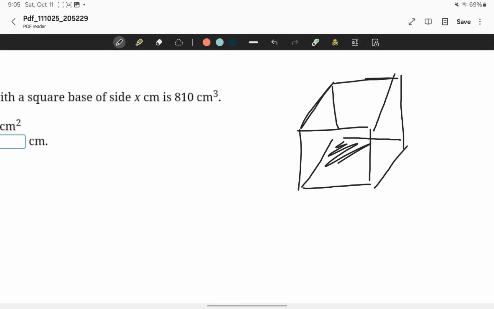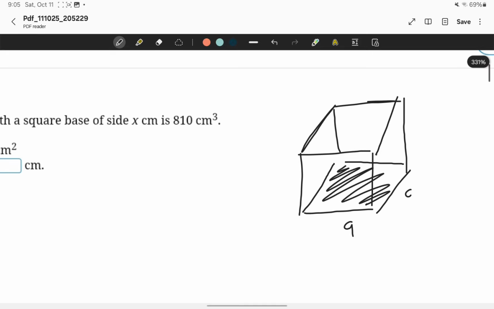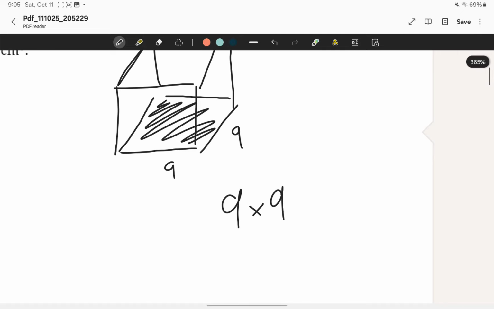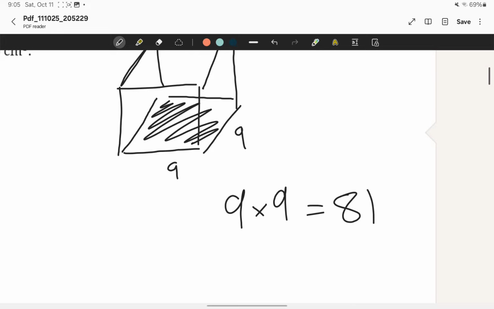So this here is the base, and they told us that the sides are all 9. So the area of the base here would just be 9 times 9, length times width, so it's going to be 81.